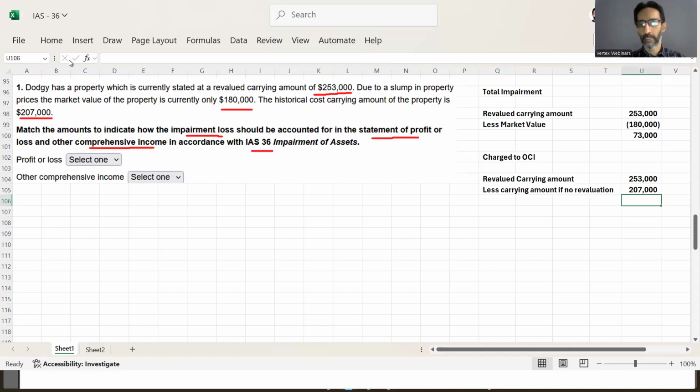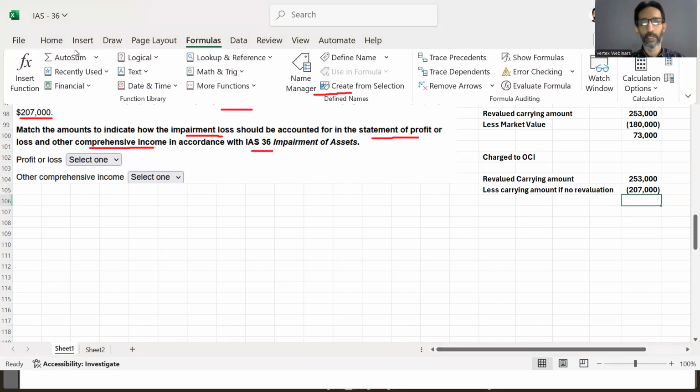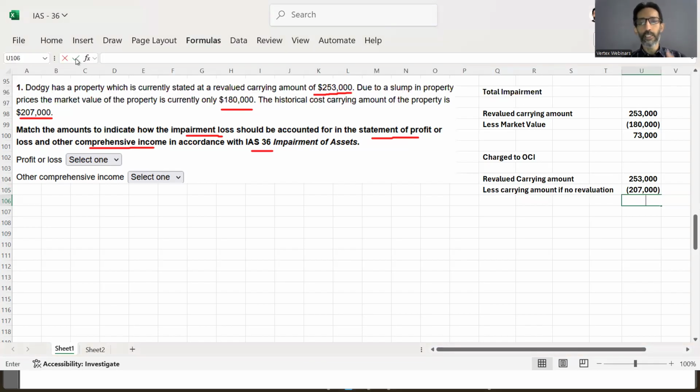So let's see, I could just write it 207. I could deduct 207,000 here, and we would have this value. So out of the total impairment, 46,000 would go to the OCI. Okay, so we could just say that this portion of the impairment would be charged to the OCI, and the remaining one would be charged to the profit and loss.